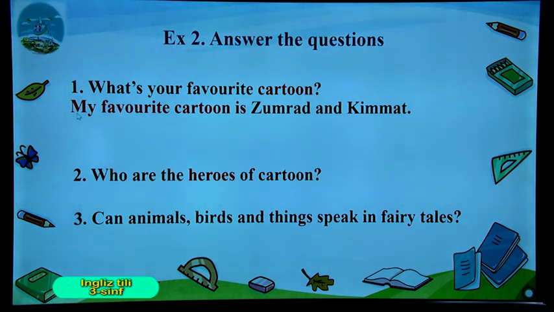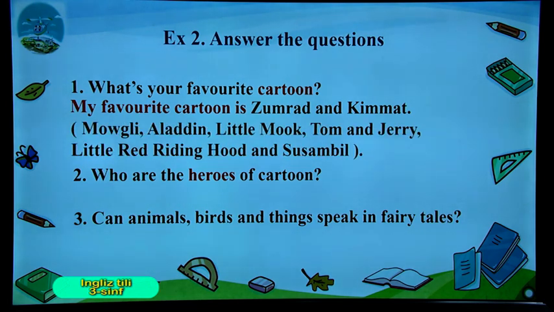O'quvchilar, e'tibor bering ajratib ko'rsatilgan so'zlarga. My favorite cartoon is. Great. There are different kinds of cartoons you may see like Mowgli, Aladdin, Little Mook, Tom and Jerry, Little Red Riding Hood and Susambul. Aziz o'quvchilar, ajratib ko'rsatilgan so'zlar bilan siz boshqa yaxshi ko'rgan multfilmingiz qahramonlarini aytishingiz mumkin. My favorite cartoon is Mowgli. My favorite cartoon is Aladdin and so on.